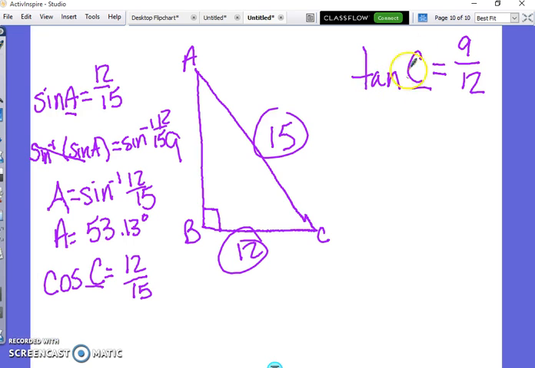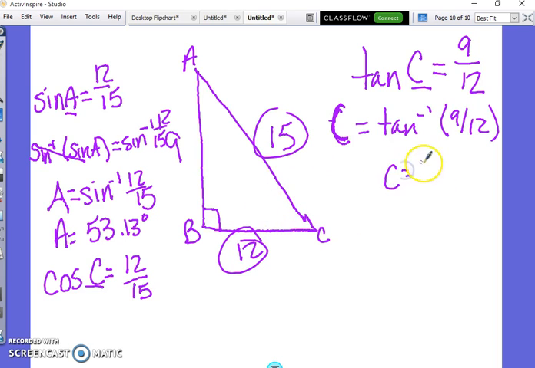How would we do the tangent here? You could skip down to C equals the inverse tangent of 9 over 12. So second tan, and then 9 divided by 12. That would be 36.87 degrees.